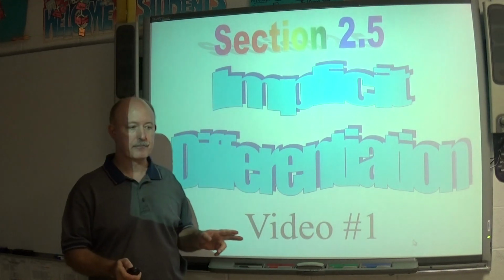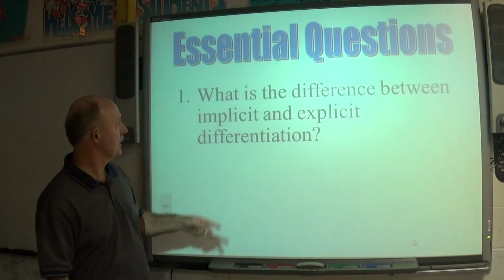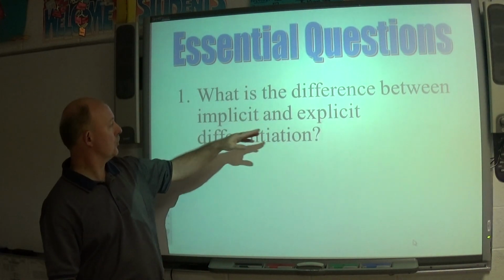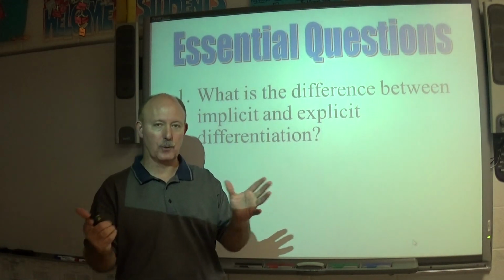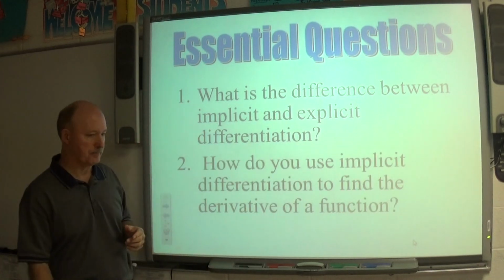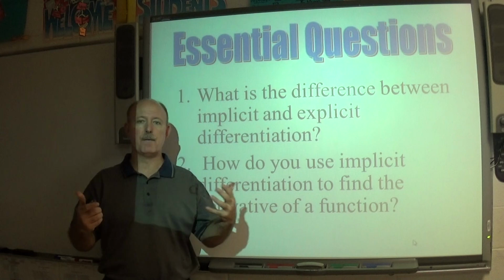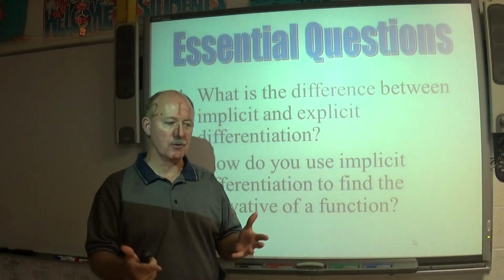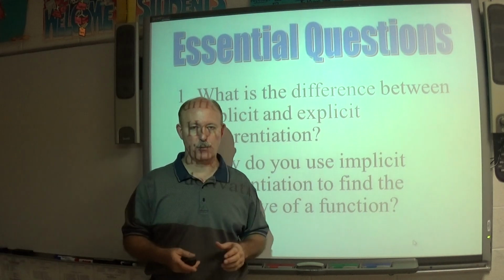So let's get started. A couple of essential questions first to begin. What is the difference between implicit and explicit differentiation? That's the first thing we'll look at. Number 2, how do you use implicit differentiation to find the derivative of a function? How do we actually find the derivative of a function that's in implicit form as opposed to explicit form?